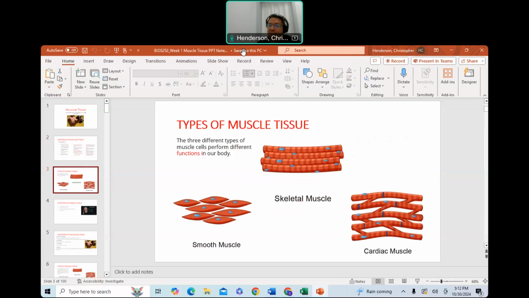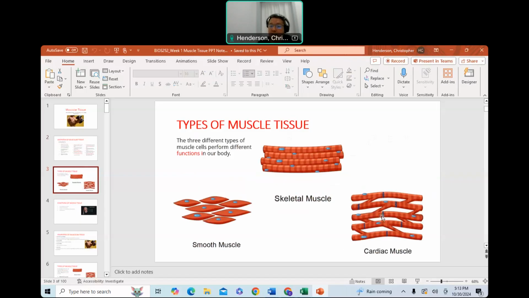So how do you tell the difference between skeletal and cardiac if they are both striated? You look for intercalated discs. If there are intercalated discs, we're looking at cardiac muscle. If there are no intercalated discs, we're looking at skeletal muscle. If there are no striations, we're looking at smooth muscle. So smooth is not the one that's striated.